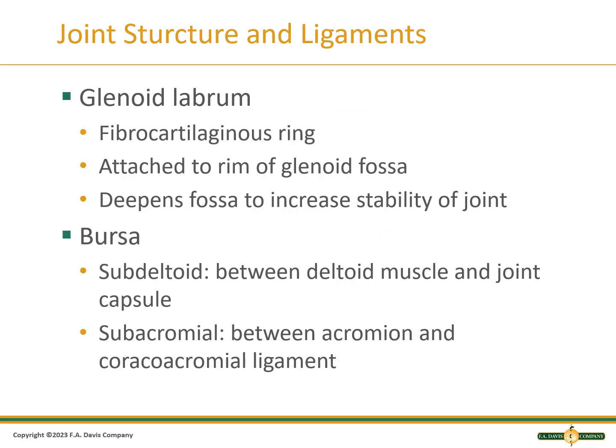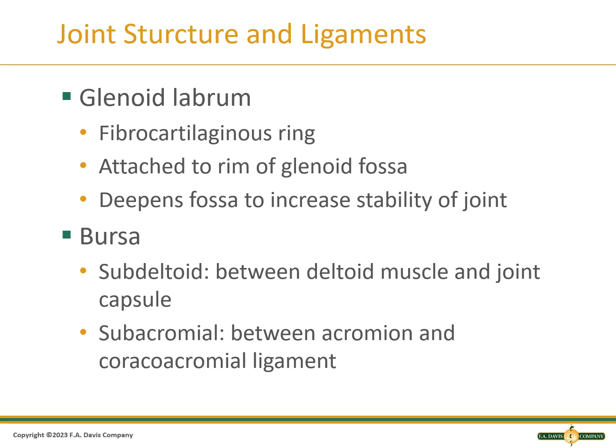So we have all these bony parts that need to be connected by soft tissue structures, and we are going to talk about them. So our glenoid labrum is going to be the fibrocartilaginous ring that surrounds the glenoid fossa and attaches to the rim of the glenoid fossa, helps to deepen the fossa and increase stability of the joint.